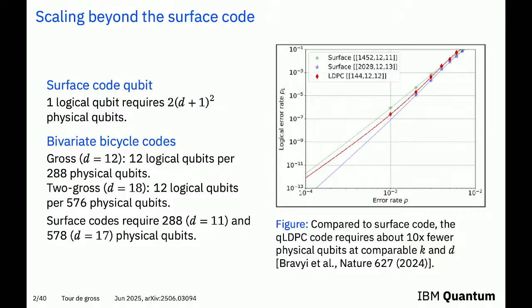So this really motivated IBM to pivot to these bivariate bicycle codes, because building physical qubits is expensive. If we can save a factor of 10, then that would be great. Of course, it's not so simple.